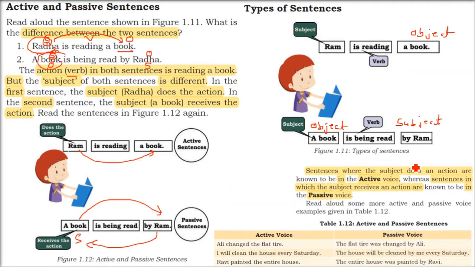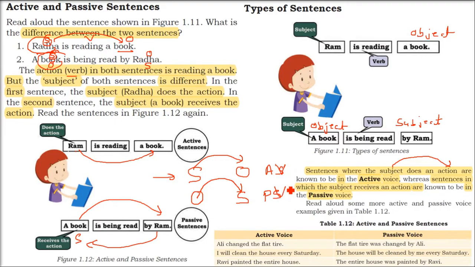So sentences where the subject does an action are called active voice. The sentences in which the subject receives an action are called passive voice. Okay. So the first one is subject and object. The second one is object and subject. So the subject does action on the object, that is the active voice or active sentence. The object receives action from the subject. This is called the passive sentence or passive voice.